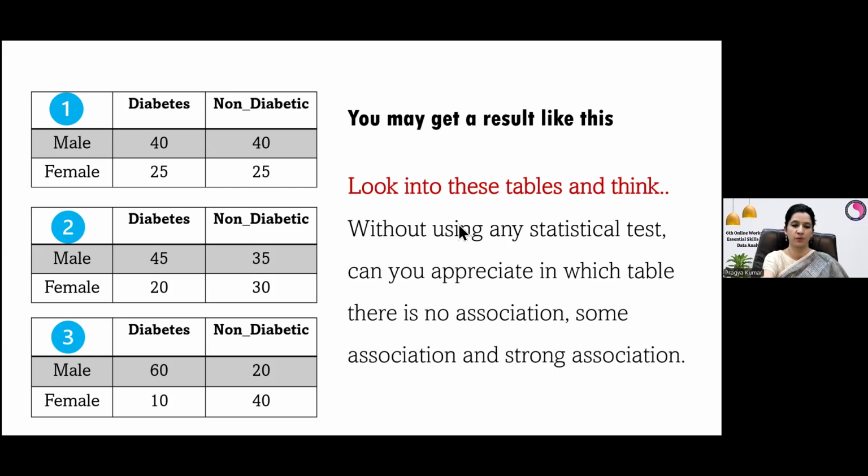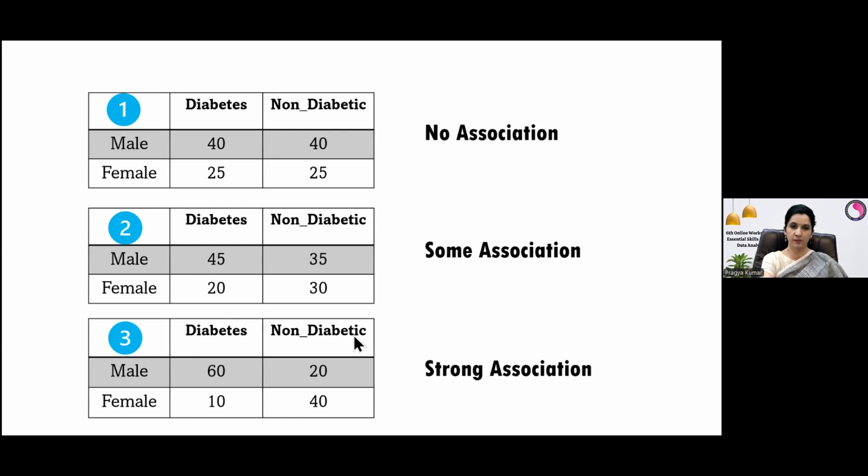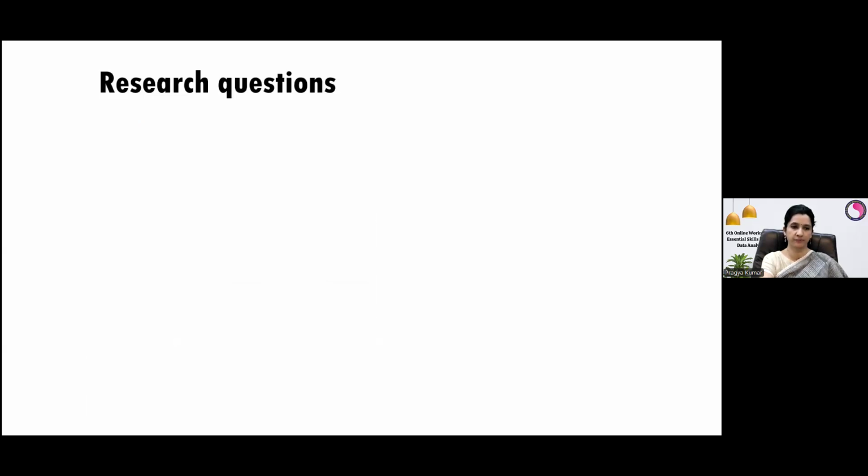True. Because you can see here, irrespective of the gender, the proportion of diabetes is the same. Here there's a difference, and here there's a lot of difference. So that's why we can say that gender and diabetes are associated. You have said it rightly: no association, some association, and a strong association.